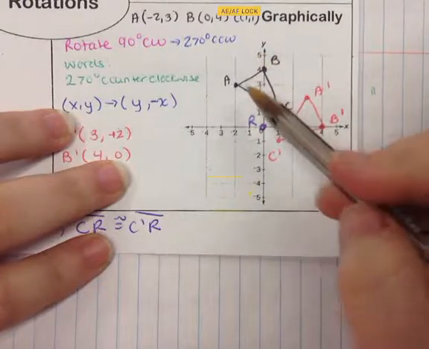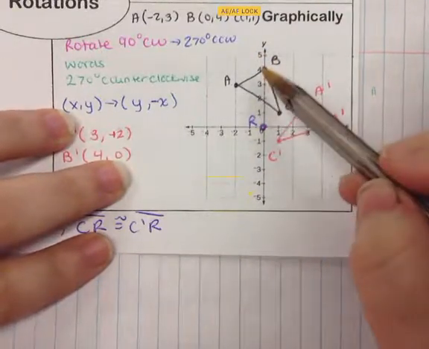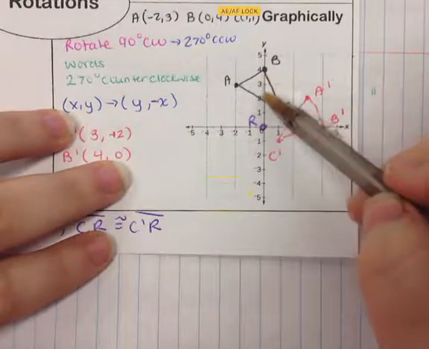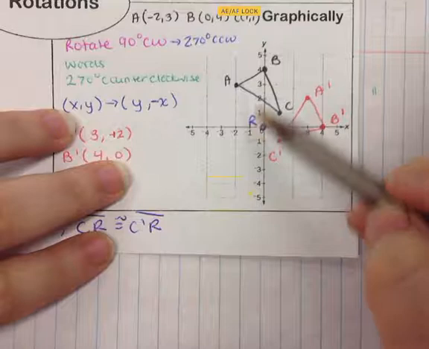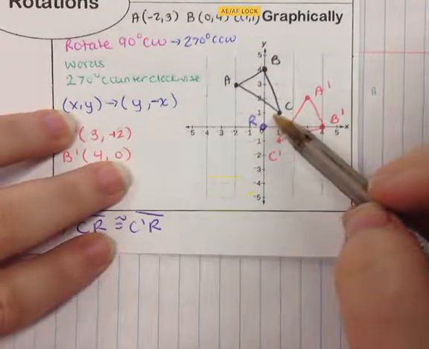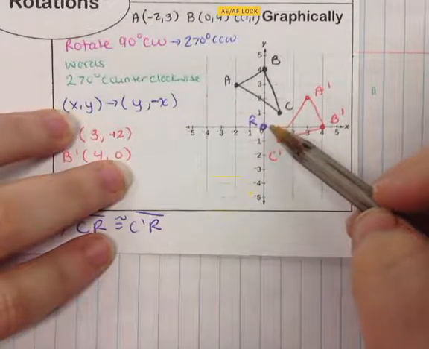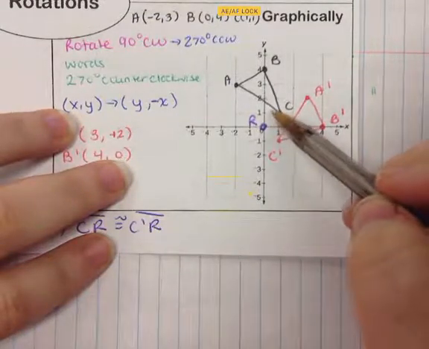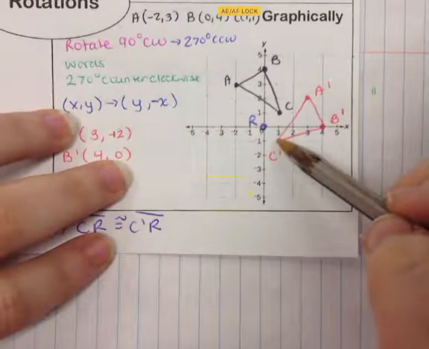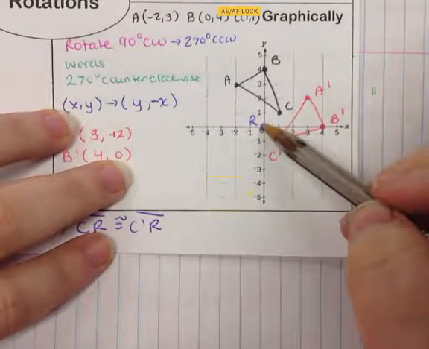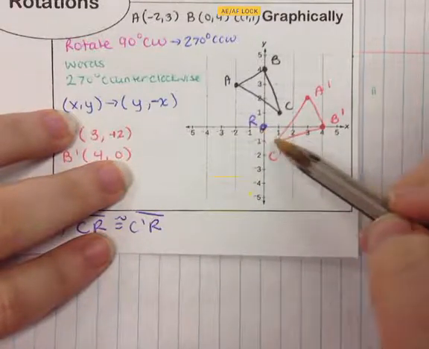If we do B, that goes 1, 2, 3, 4. Since it's on the axis, it's just counting easily. That's 4 spaces away. B prime is also 4 spaces away. So those are congruent as well. Now the last one we have to check C. It's 1 and 1. So 1 squared plus 1 squared is 2. We have the square root of 2 for Pythagorean theorem. Then C prime, 1, 1. That's 1 squared plus 1 squared is 2. So we also have the square root of 2.